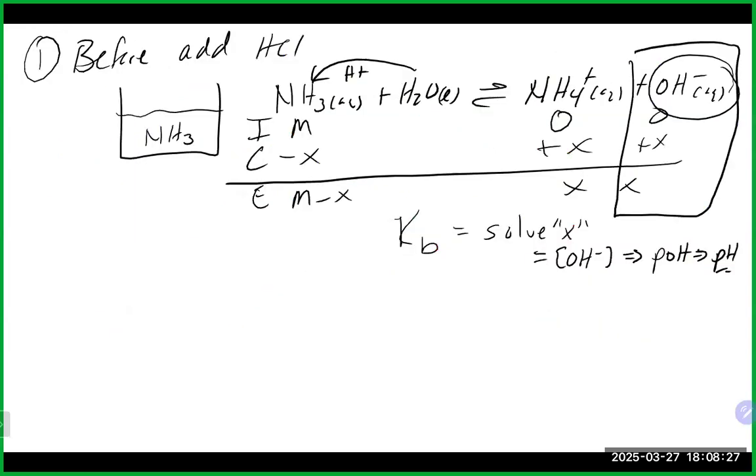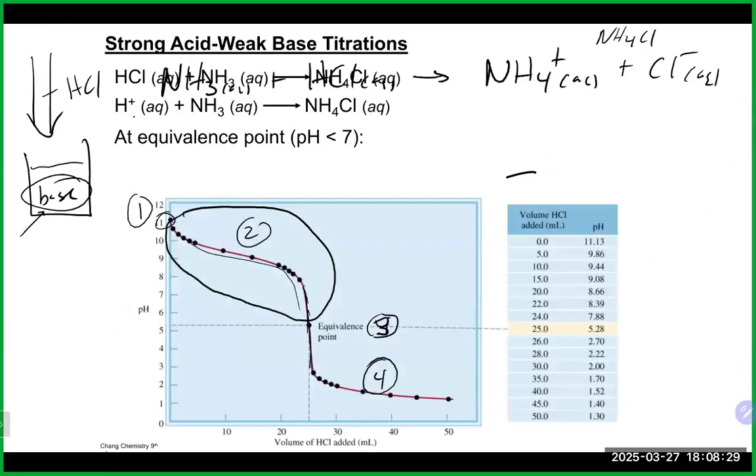So we will hit a buffer. This is going to be mostly a basic buffer here, as you can see, all the way through there until obviously we blow through the buffer, and that's going to drop us pretty quickly because at that point we're adding a lot of H plus kind of quickly. So we see that big drop in the pH there to the equivalence point, followed by it continuing to drop afterwards.